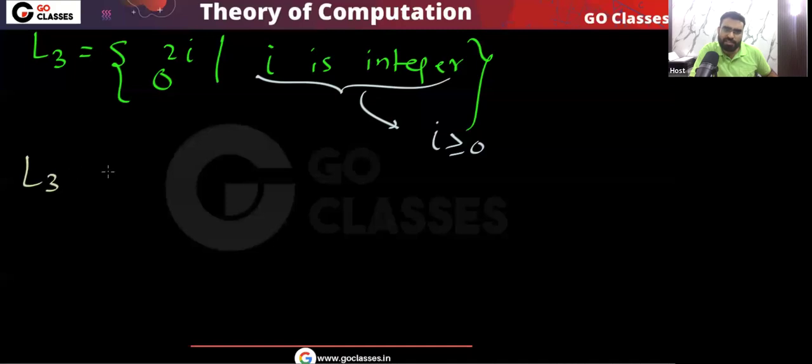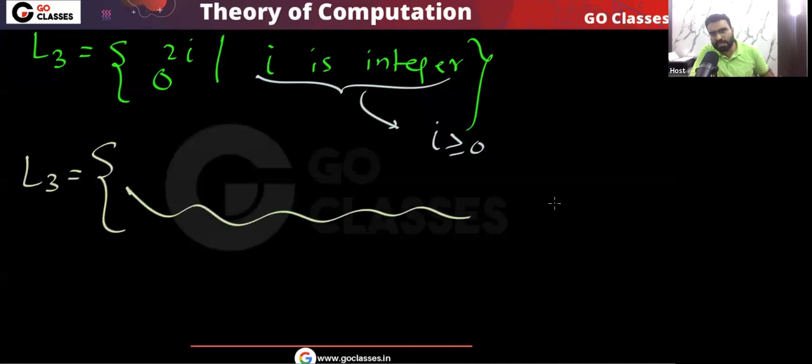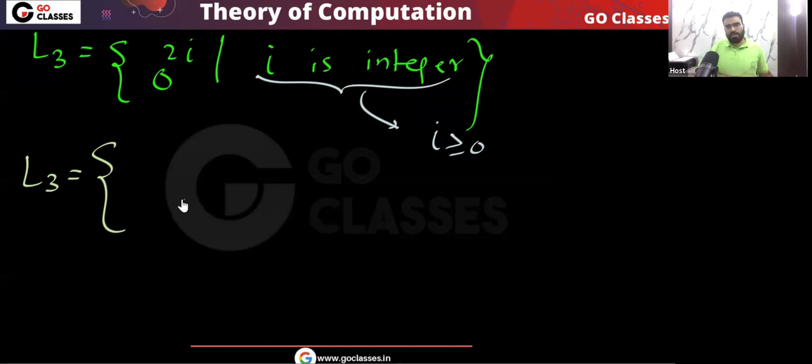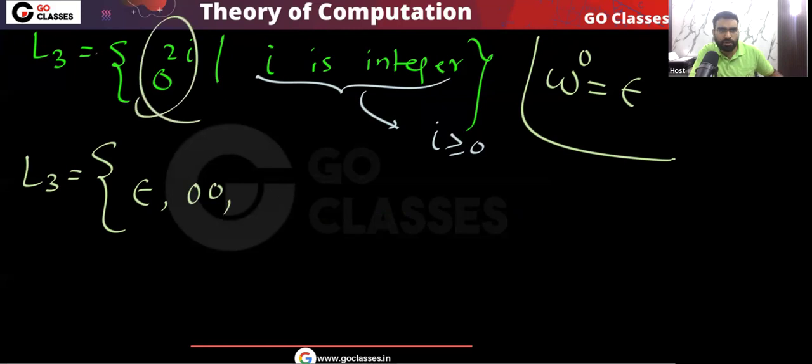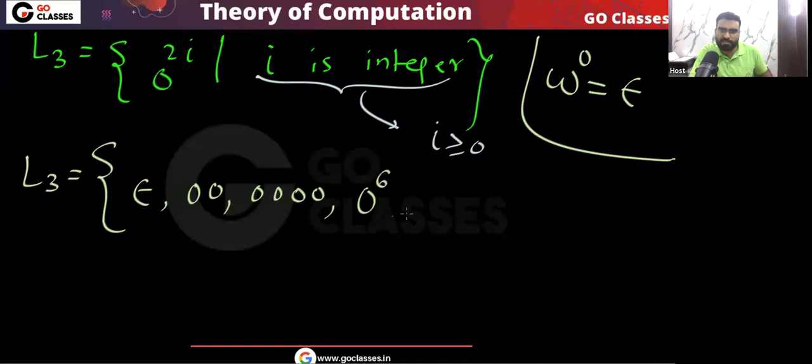So tell me, what are the strings in this language L3? Write some strings in L3, then you will understand what this language is. If I put i equal to 0, what will I get? You know that any string power 0 is epsilon. So I will get epsilon. If I put i equal to 1, I will get 00. If i equal to 2, 0 power 4. If i equal to 3, 0 power 6. i equal to 4, 0 power 8. i equal to 5, 0 power 10. So what is this? This is an even number of zeros.